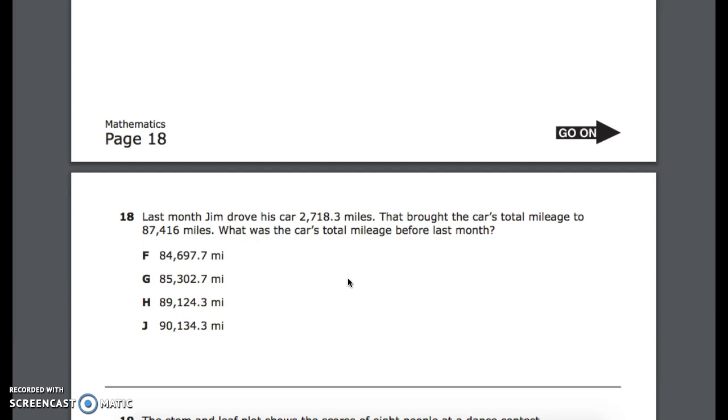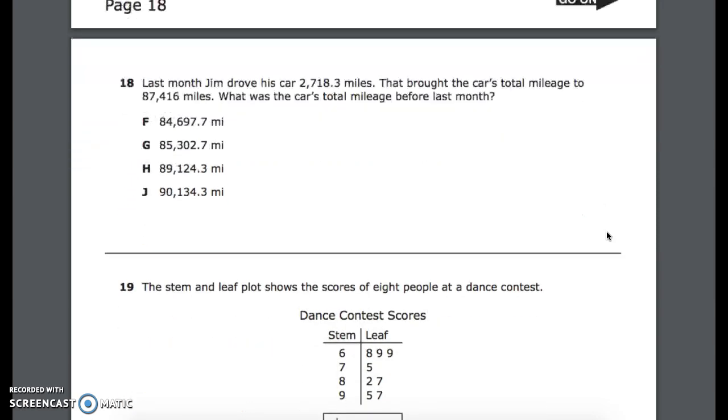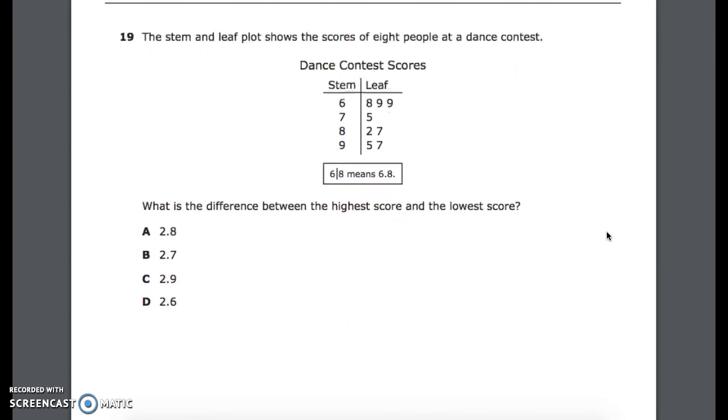Number 18. Last month, Jim drove his car 2,718 and 3/10 miles. That brought the car's total mileage to 87,416 miles. What was the car's total mileage before last month? Number 19. The stem and leaf plot shows the scores of 8 people at a dance contest. Dance contest scores. Stem, leaf. 6 line 8 means 6 8/10. What is the difference between the highest score and the lowest score?